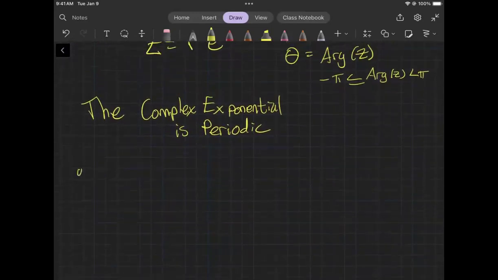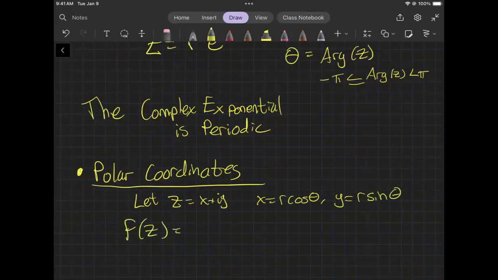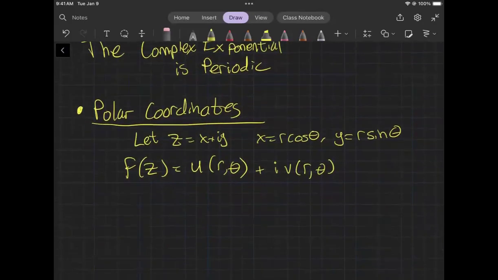So we can also express a function in terms of its polar coordinates. So if I have z equals x plus iy, and we know that x is equal to r times cosine theta, and y is equal to r times sine theta in terms of polar coordinates, we can express f of z equals the real component in terms of the polar coordinates plus the imaginary component in terms of its polar coordinates, right?